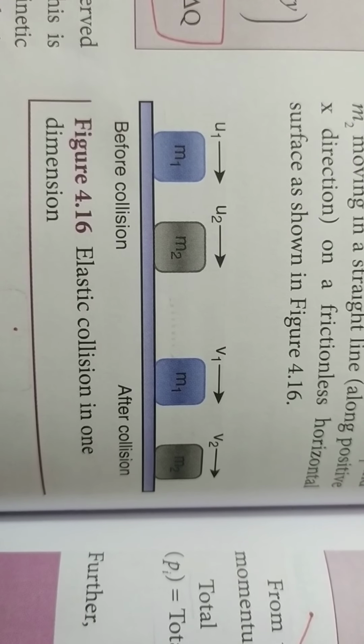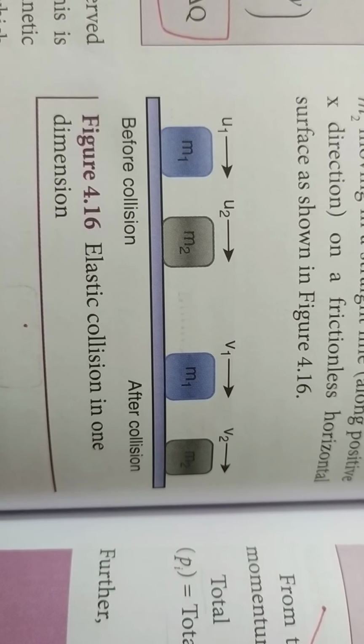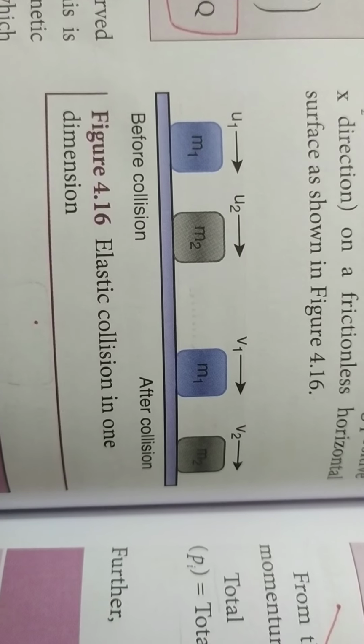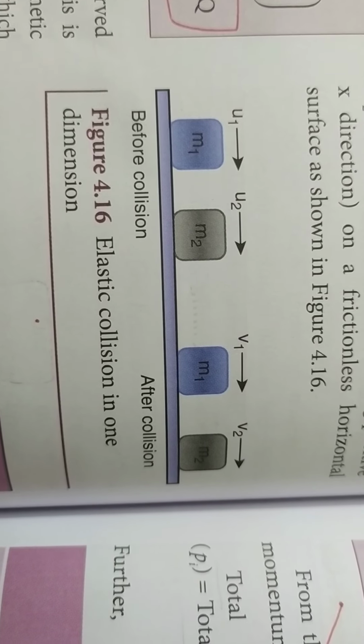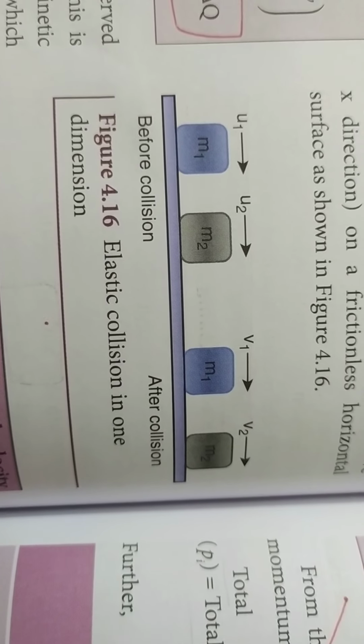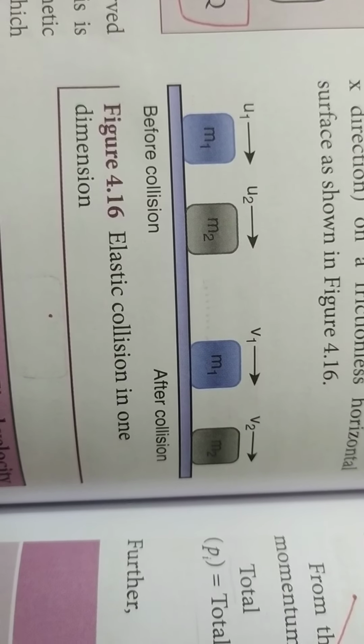And here when you see, there are two masses m1 and m2. m1 is moving with velocity u1 and m2 is moving with velocity u2. After collision, the velocity of m1 changes to v1 and the velocity of m2 changes to v2. So in general, u1 and u2 represent initial velocities and v1 and v2 represent final velocities.